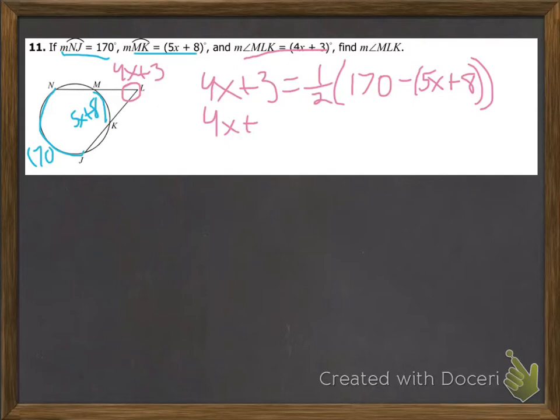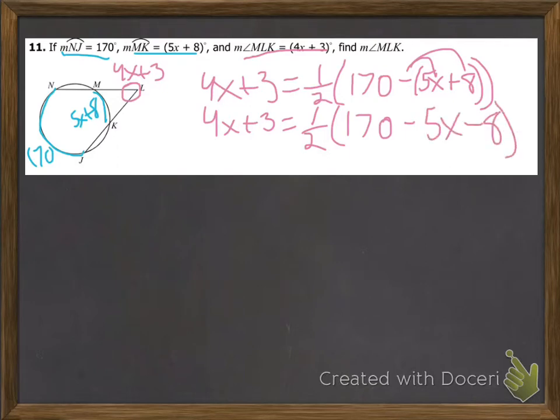So bring down 4x plus 3 equals 1/2. Haven't done anything with 170 yet because I need to distribute that negative. So now we have negative 5x and negative 8, close parentheses. Keep going, because now we're going to have 4x plus 3 equals a half. And then 170 minus 8, that is going to be 162.